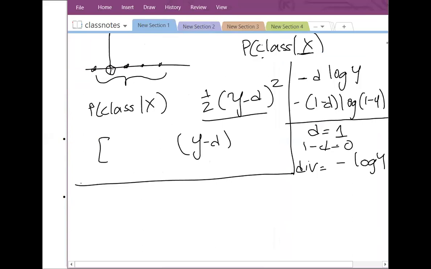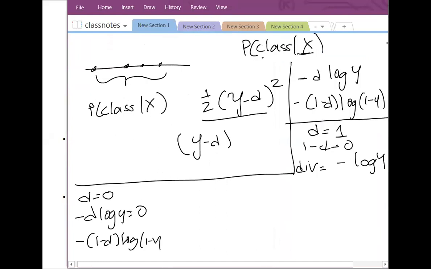Then you're going to have d equals 0. This is the desired output. So in this case, if d equals 0, minus d log y equals 0, and minus (1 minus d) log (1 minus y) is simply going to be minus log of (1 minus y). So the second term remains. These are the two conditions, right?